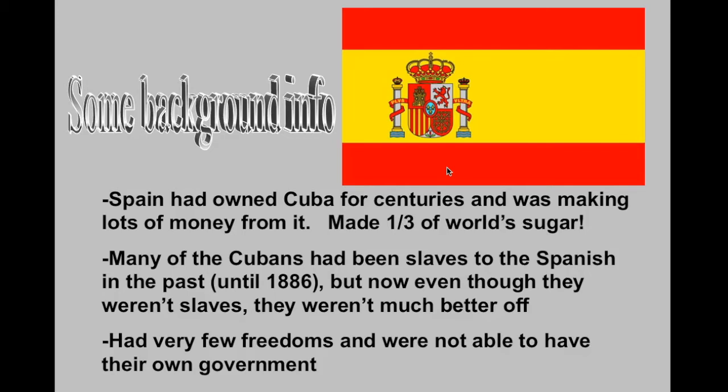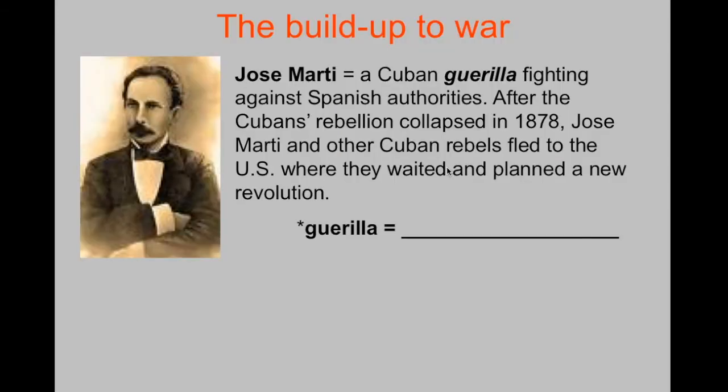They had very few freedoms and weren't able to have their own government, so they kept trying to resist against the Spanish. Now here's the big George Washington type of figure in Cuban history, Jose Marti, a Cuban guerrilla fighter who was fighting for his people against the Spanish authorities who had taken them over. They had a big rebellion, I think it was 1868, and they actually held some power for about 10 years until 1878. The rebellion collapsed.